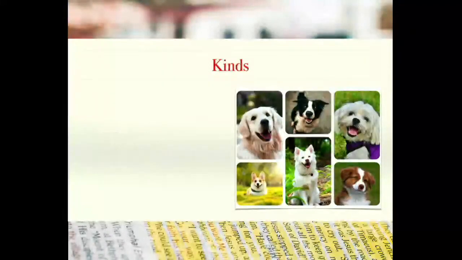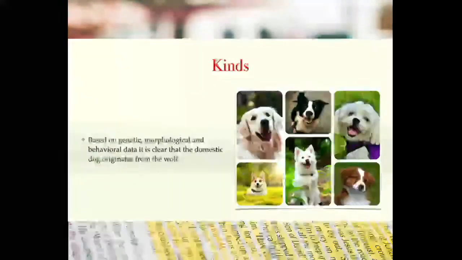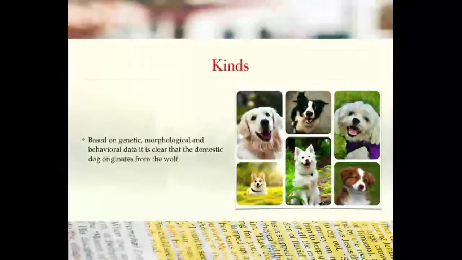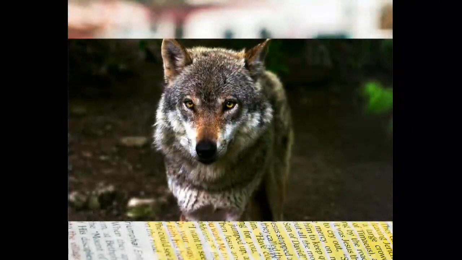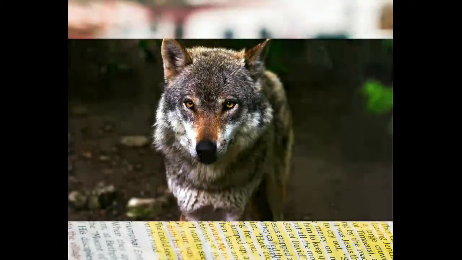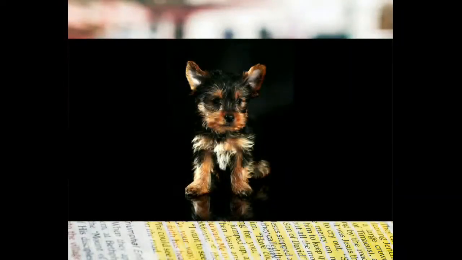Based on the genetic, morphological and behavioral data, it is clear that the domestic dog originates from the wolf. So this is what scientists tell us: all the dogs that we have in this world come from the wolf. The wolf is considered the original dog. Why? Because it has all the genetic information. I'm going to keep showing the Yorkie because I love the Yorkie.